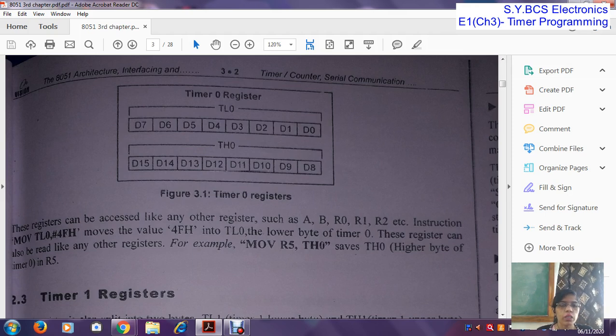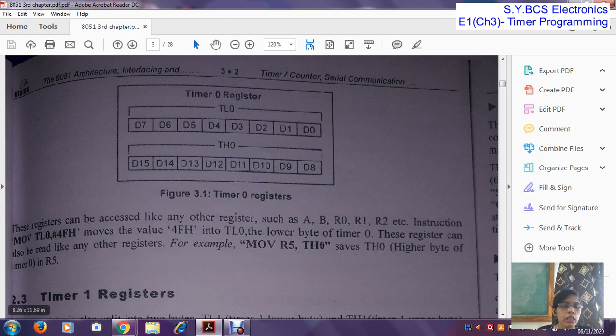Take the instruction MOV TL0, #4FH, which moves the value 4FH into TL0. So the TL0 and TH0 registers can be accessed like other registers, such as the accumulator, the B register and the Rn registers, which are R0 to R7. In the same way, we can access the TL0 and TH0 registers. With the instruction MOV TL0, #4FH, the 4FH value is loaded into the TL0 register, the lower byte of timer 0.